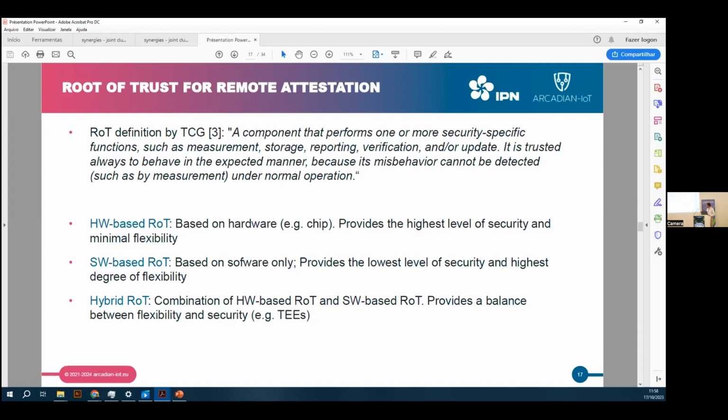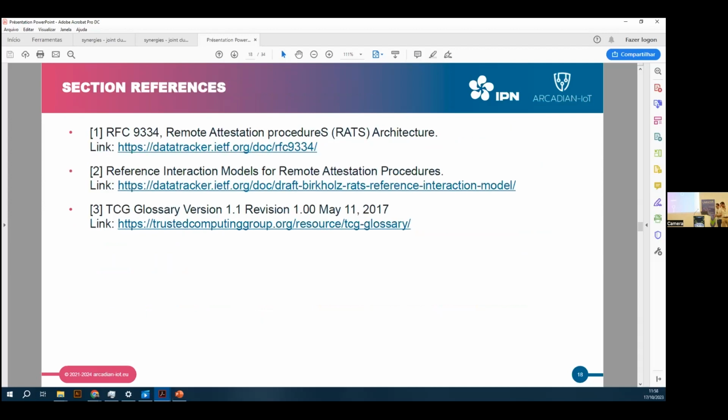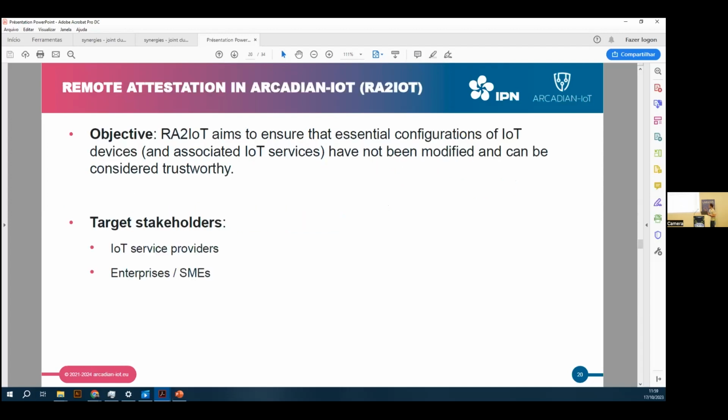So I will now pass the ball to my colleague, who will present the solution we devised in Arcadian. Thank you, Serge. So I'm now going to show the current state of our solution, which we call RA2IoT. The main goal of RA2IoT is to provide a service to main target stakeholders, such as IoT service providers and enterprises, a service that allows them to verify if their services or devices are running as expected.